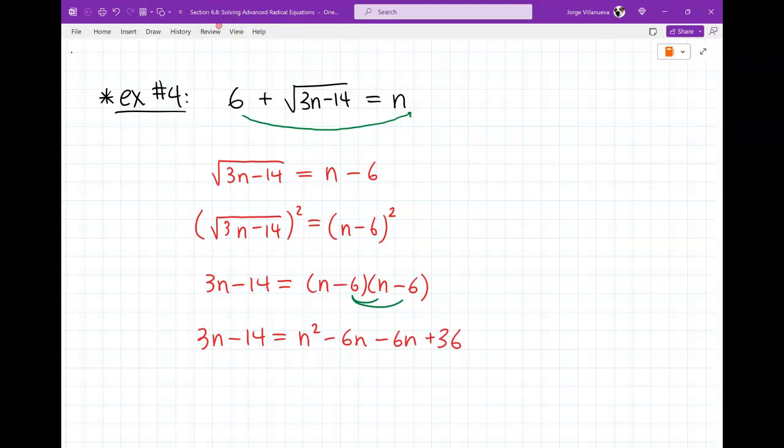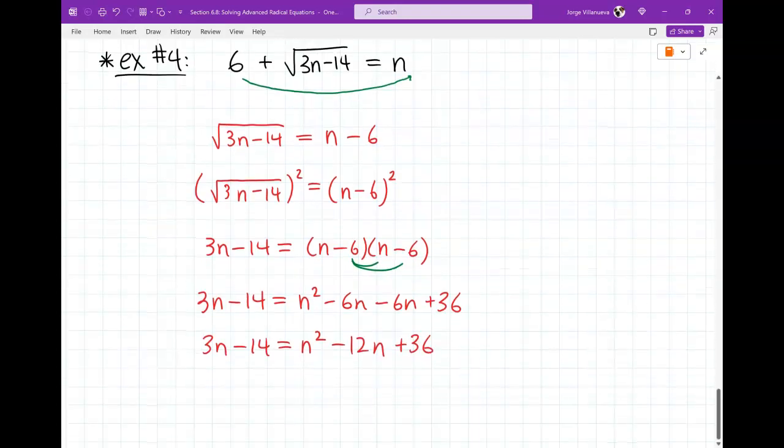I'm going to combine the right side, and then move everything over to the right. I want it to say 0 equals, right? So let me do this one more time. 3n minus 14 equals n squared minus 12n plus 36. And I'm going to move everything over to the right side.